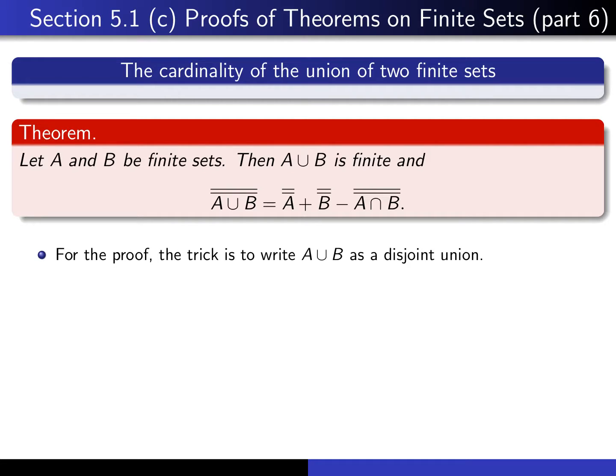In order to do the proof, the idea is to figure out how to write A union B as a disjoint union and then make use of the theorem about cardinalities of disjoint unions. So let's draw a Venn diagram to see what might work. If we draw two sets A and B, then this denotes the union of A with B, but it suggests that we can rewrite the union as this part, union this part, union this part, and that's then a disjoint union.